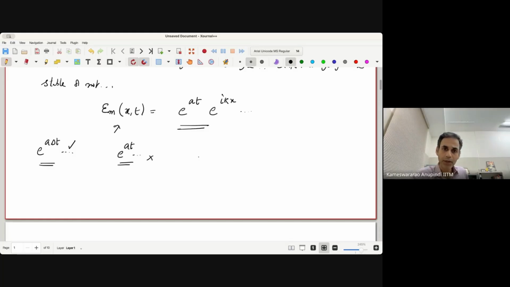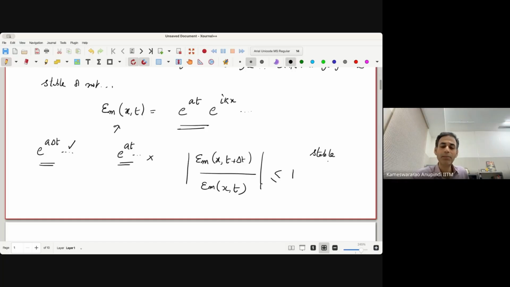We said we are interested in the value of epsilon m at some spatial location at the next time step divided by round of error at the same spatial location at the current time step. And if this value is less than or equal to 1, then we said the method is going to be stable, right? Because the round of error at the next time step is less than or equal to the round of error at the previous time step. Then the method is stable. So this is the condition we identified.